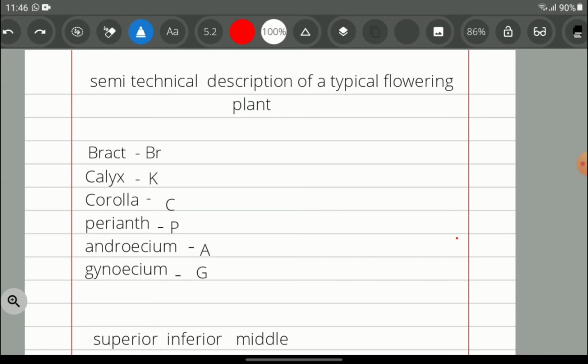So bract is represented with BR. See, the first two alphabets of bract, B and R, stand for bract. When you are writing the floral formula of some plant, if the plant has a bract, it is called bractate, and in the floral formula you write BR. If the bract is not there, that means it is ebractate, then you should not write anything such as BR. Then comes the calyx, that is K.